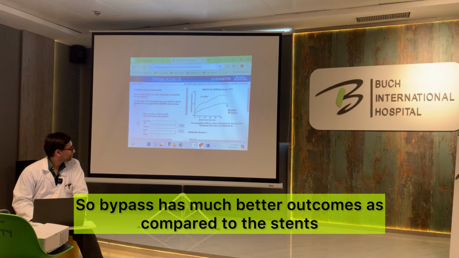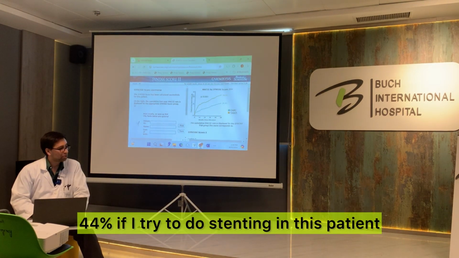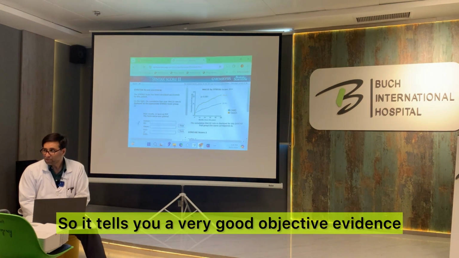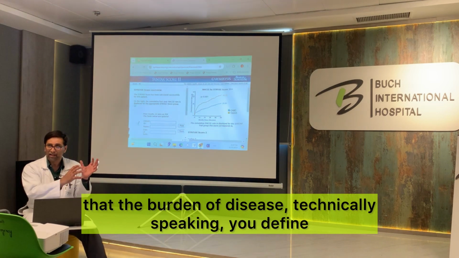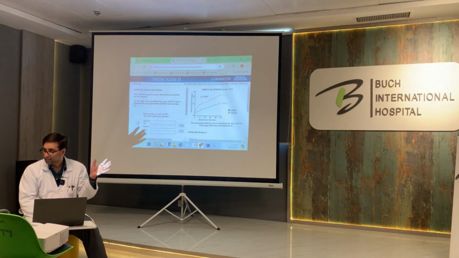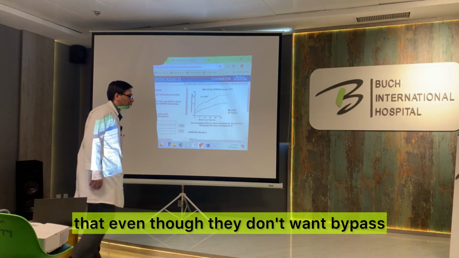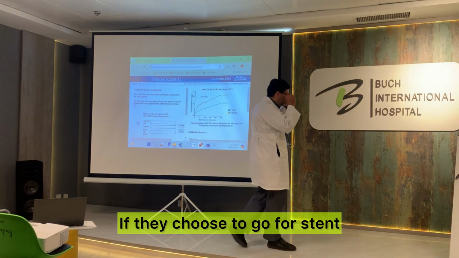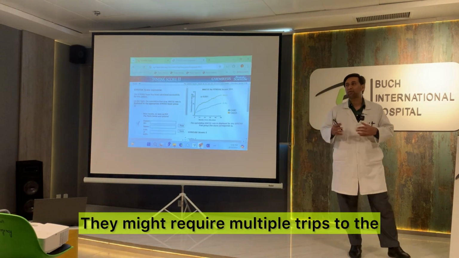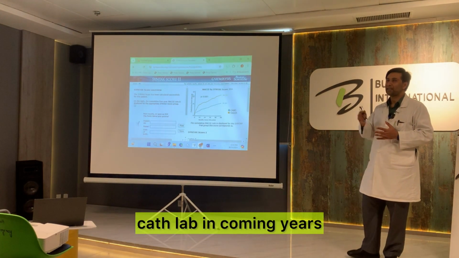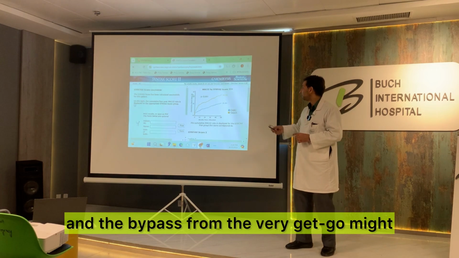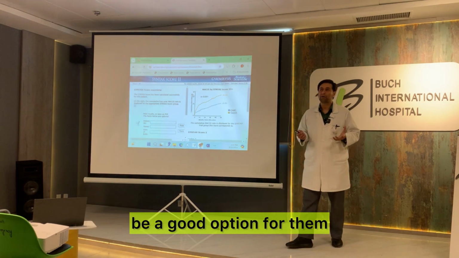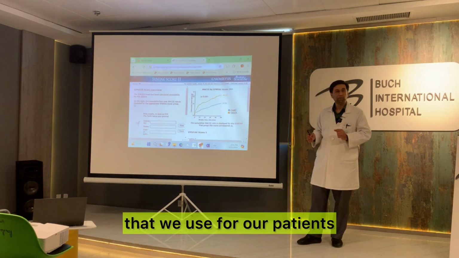So in a case like this, look at the difference. Bypass has much better outcomes as compared to the stents. 44% if I try to do stenting in this patient. So it tells you a very good objective evidence of the burden of disease, technically speaking, and you can share this with your patient and educate them that even though they don't want bypass, if they choose to go for stent, it's a bumpy road. They might require multiple trips to the cath lab in coming years, requiring more stents, more complications, and the bypass from the very get-go might be a good option for them.